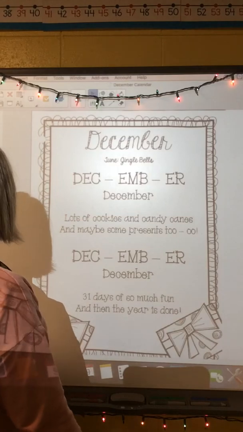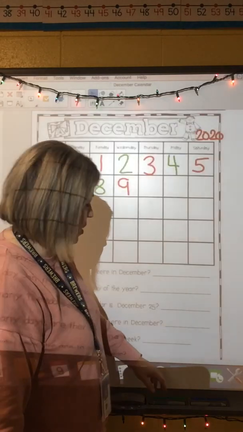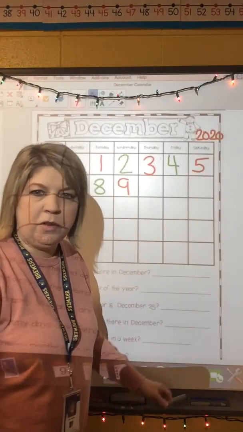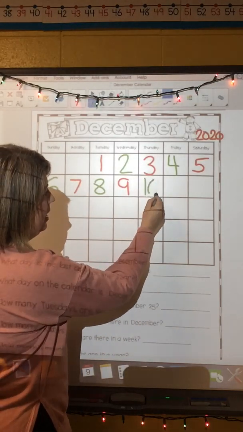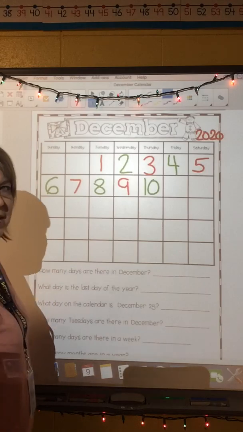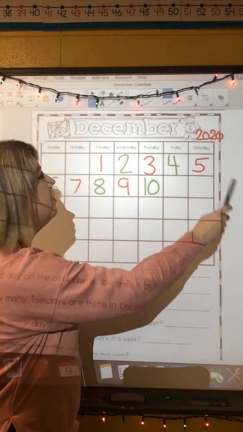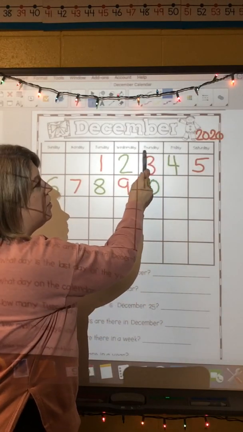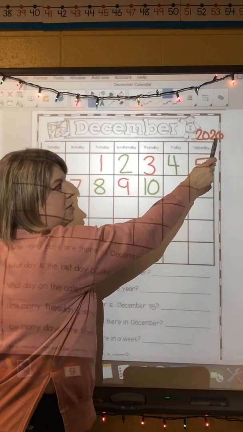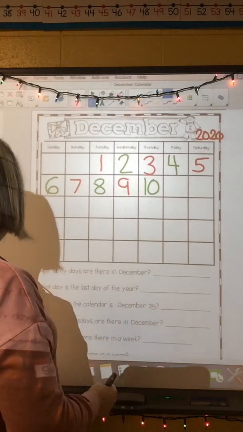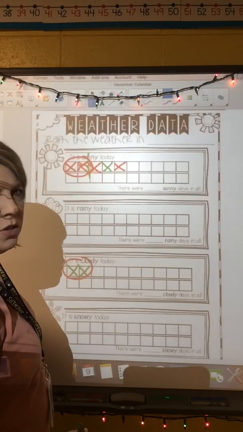Good job. Turn the page. And today is Thursday. You are on an at-home Thursday. And today's number would come after 9, which is 10. Today is December the 10th. Let's say it all together. Today is Thursday, December 10th, 2020. Good job.